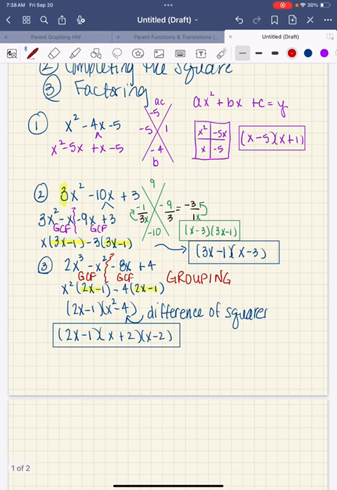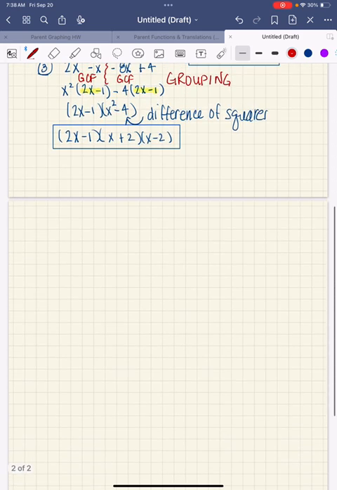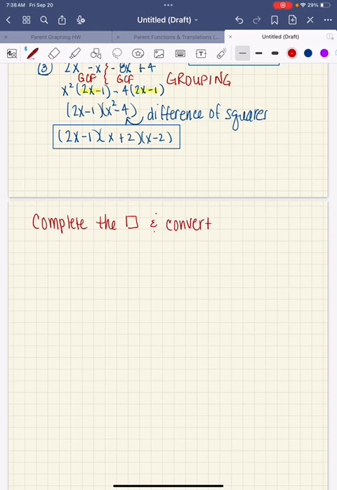Okay, again, I'm going to ask you to pause the video, and I want you to complete the square on Monday's quiz, complete the square, and convert the equation to vertex form.